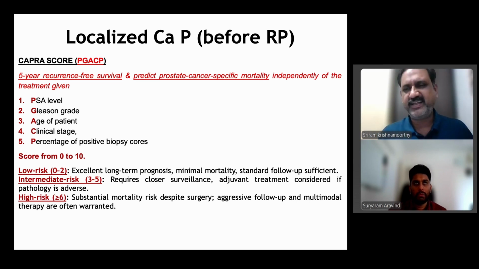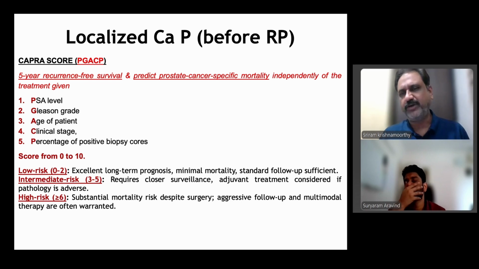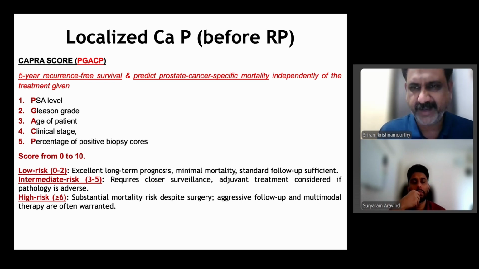Once you have decided that they are not candidates for active surveillance, once you have chosen radical prostatectomy as a treatment option for localized prostate cancer, then you have to apply the Capra score to see whether they are in the low, intermediate, or high risk category. If they still fall under the high risk category, the prognosis or outcome will be very poor even after radical prostatectomy. So that assessment you should be able to make. Is it clear?